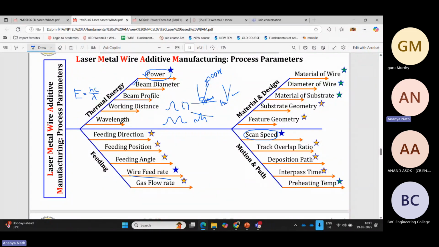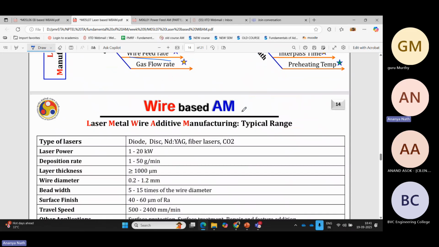Then motion, scan speed is the most important. Track overlap is important to get stability in the printing and to avoid porosity. Deposition path, interpass time, preheating temperature. These are important to control the property after the deposition.